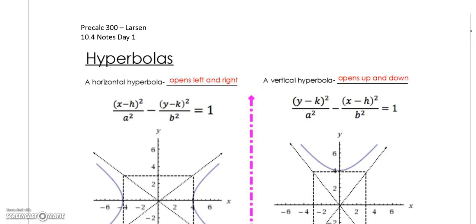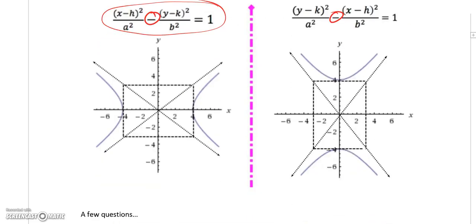Hyperbolas. First, let's talk about the equation. So you guys can see from the equation here, this looks almost identical to ellipses. The only difference is this minus sign. Okay, that's the only difference. So the shape itself is definitely different, but the formula is basically the same except for that symbol.